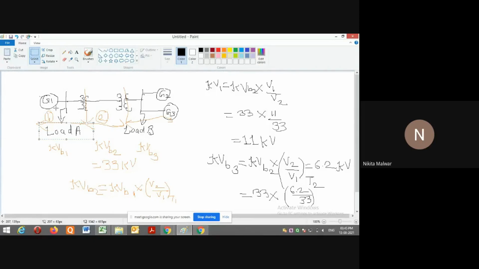Because already we have find out the values for generator. There are 3 generators and 2 transformers and 1 transmission line. So let us find for generator 1 and transformer.